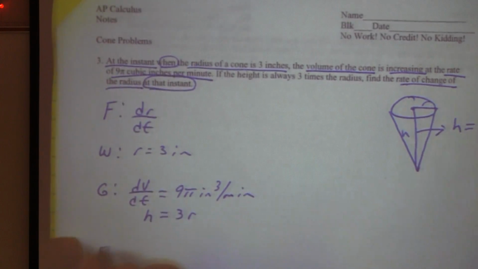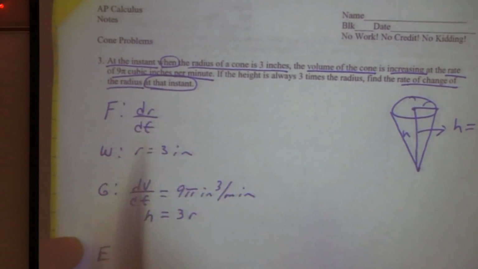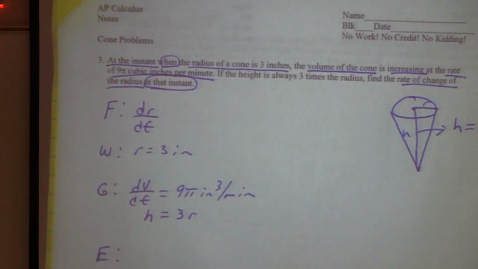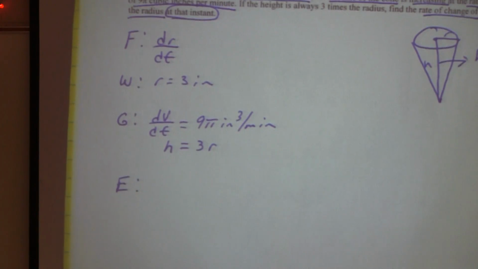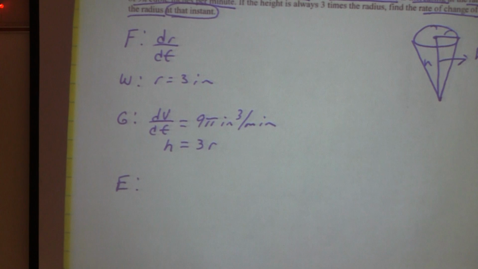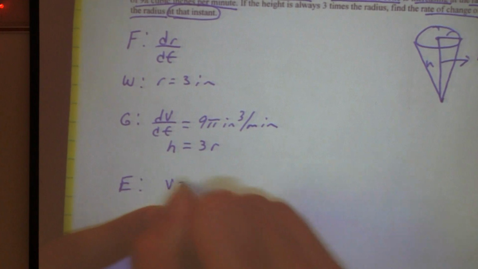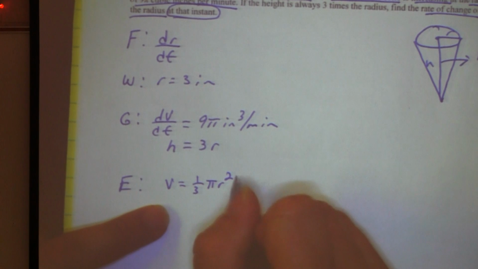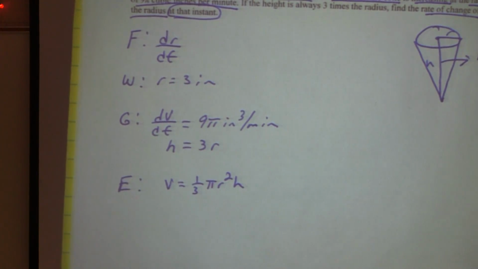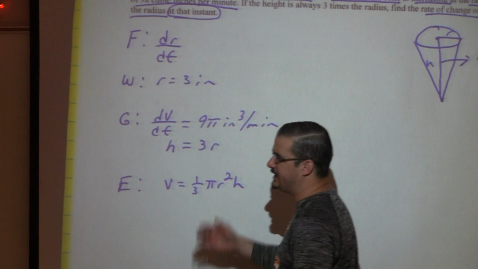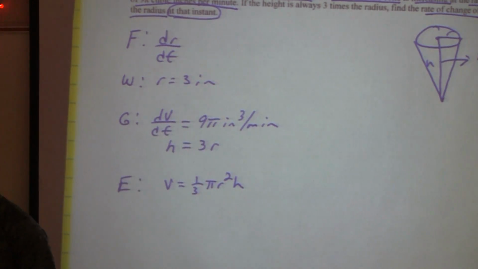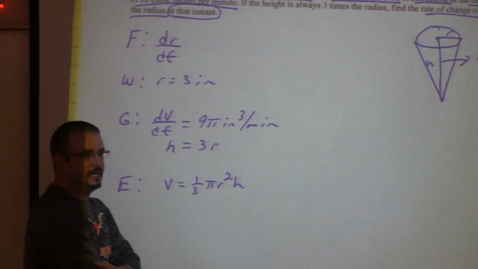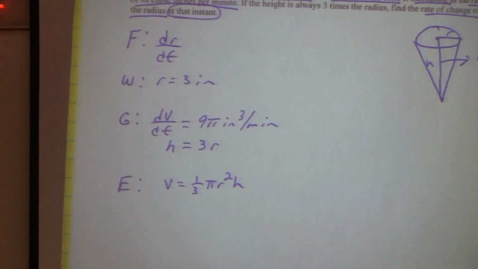Okay, so what equation do you think we're going to have to use in order to find dr/dt? The volume of a cone. So let's write that formula down. What is it? 1/3 pi r squared h. Some of you on your homework, you're just looking at your handout, right? You need to try and know the formulas and also know how to differentiate them without looking at the handout, because you're not going to have that on the day of the test.